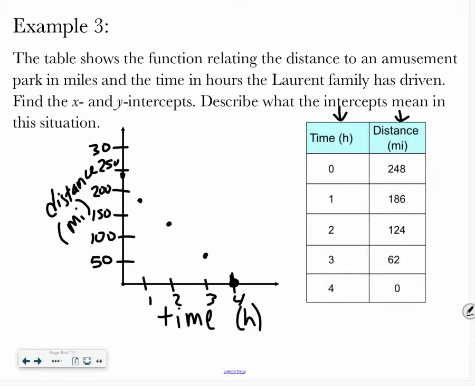So, we just kind of sketched a rough graph to determine where our intercepts are. So we have a y-intercept of 248, an x-intercept of 4.